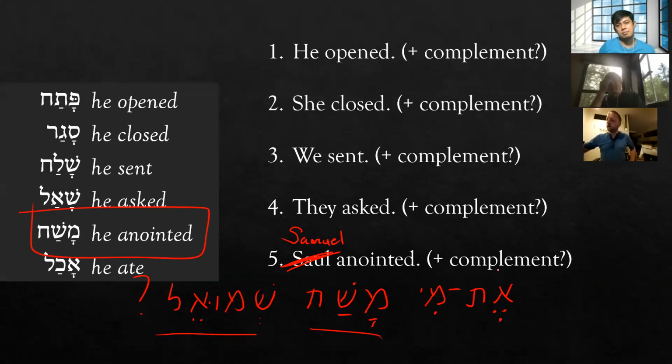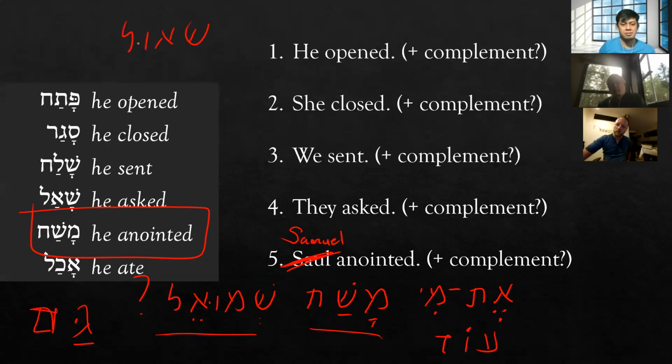The word od mi, od means more, right? Another one. Who else? Od mi mashach Shmuel? Shmuel mashach Saul. I don't know how to say Saul. Gam et Shaul. So Shmuel mashach gam et Shaul. Also.